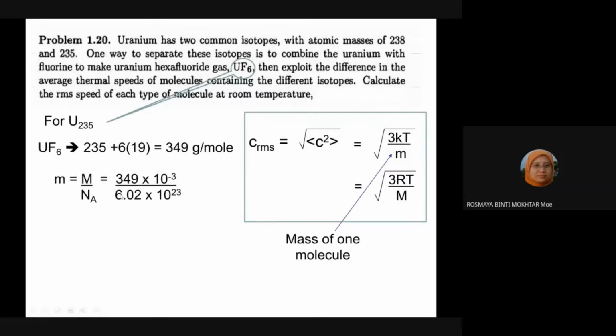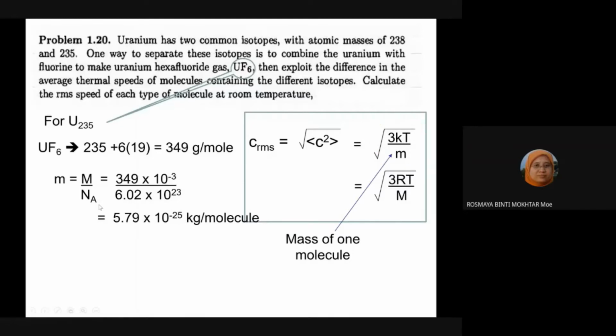To convert to per molecule, you use the Avogadro number. From the periodic table, we get 349 grams per mole, the total molar mass. Times 10 to the power of negative 3 converts grams to kilograms. Then the Avogadro number is 6.02 times 10 to the power of 23 for one molecule. So we get 5.79 times 10 to the power of negative 25 kilograms per molecule.